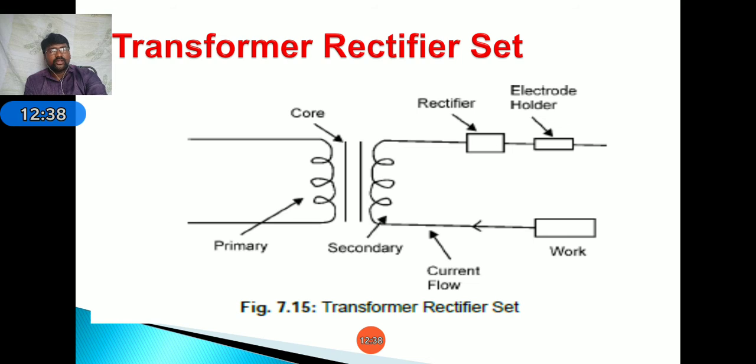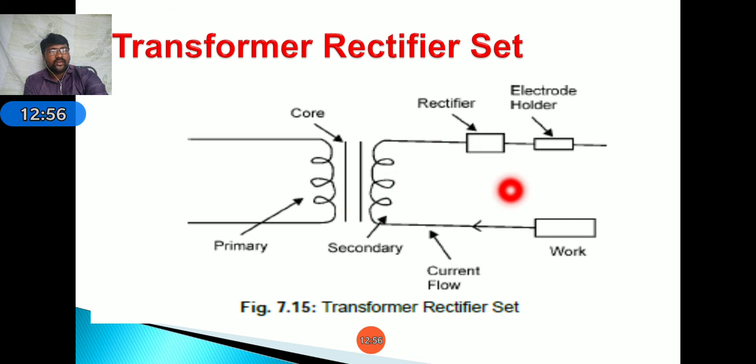This is the diagrammatic representation of a transformer rectifier set. It has the primary coil and the secondary coil. The electricity comes from the primary coil to the secondary coil. By the movement of the core, we can change the voltage.